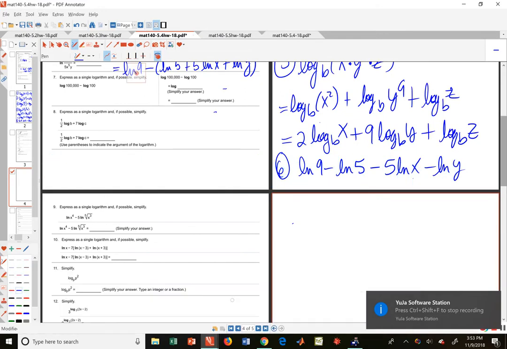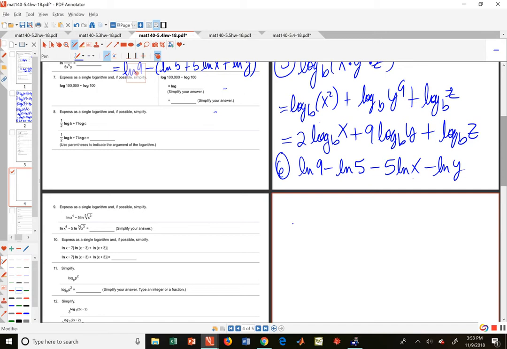Hey, we are in section 5.4. We're working on logarithmic properties. In 5.3, we learned just what a logarithm was and some of its properties, but now we're doing some of the more advanced properties. So number 7 and 8 shift gears slightly. Now, this is going in reverse: instead of using a logarithmic property to simplify, we're actually using a logarithmic property to bring it back together instead of take it apart.